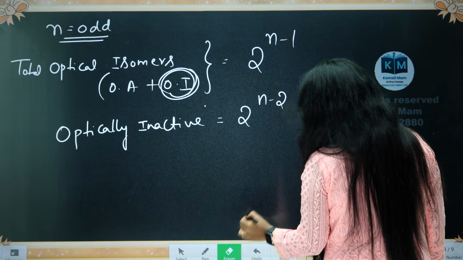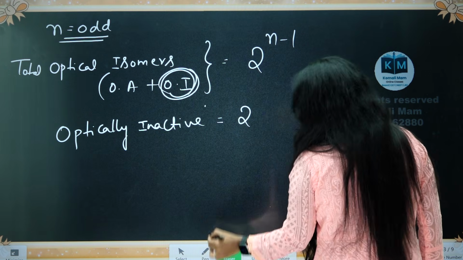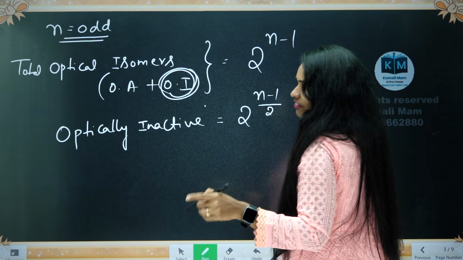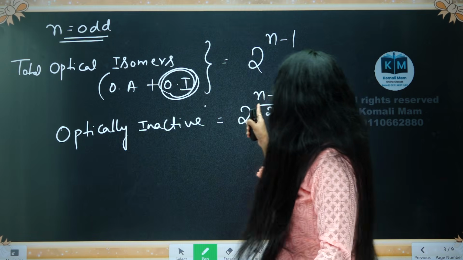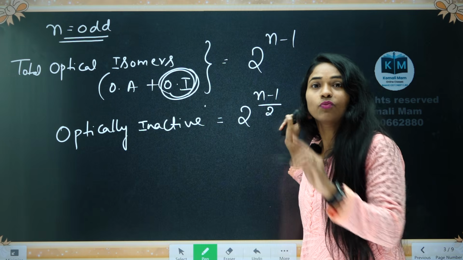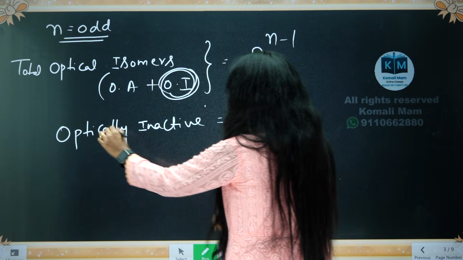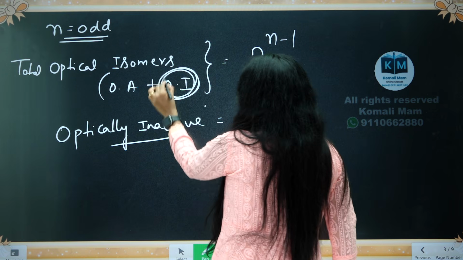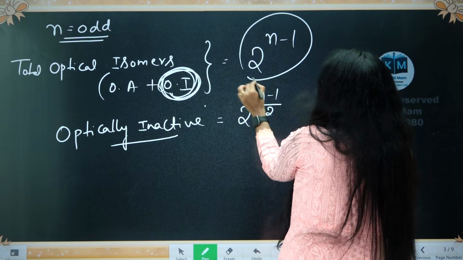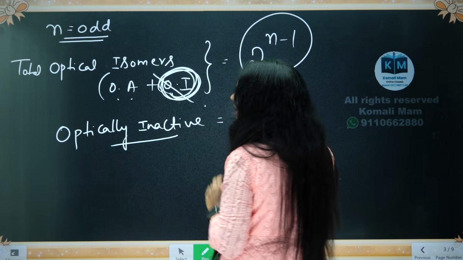2 to the power of n minus 2 by 2 is for the even case. Here, for the odd case, 2 to the power of n minus 1 by 2. See what is the difference? In the even case, 2 to the power of n minus 2 by 2. In the odd case, 2 to the power of n minus 1 by 2. That is the only difference. And this is the optically inactive formula. This is total isomers. If from total isomers you subtract optically inactive, you get optically active.